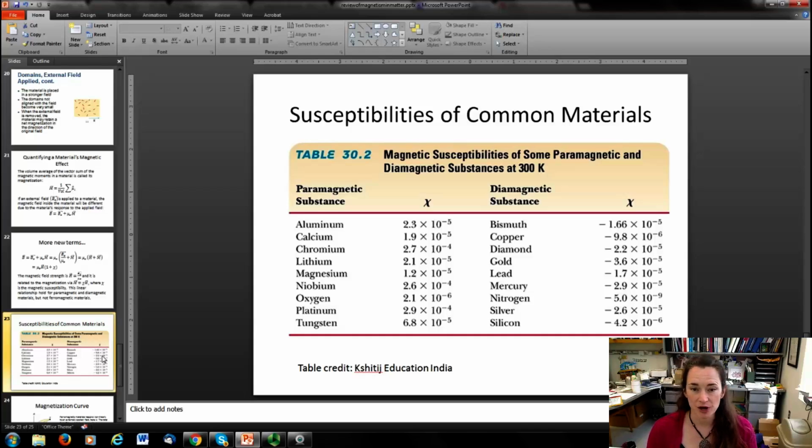For paramagnetic substances, your susceptibilities are small positive numbers. Aluminum, for example, is 2.3 times 10 to the minus 5, but it's positive. Whereas bismuth, which is a diamagnetic substance, is minus 1.66 times 10 to the minus 5. So what this means is that in the presence of an external magnetic field, the magnetic field will be slightly larger in aluminum and slightly smaller inside of bismuth.